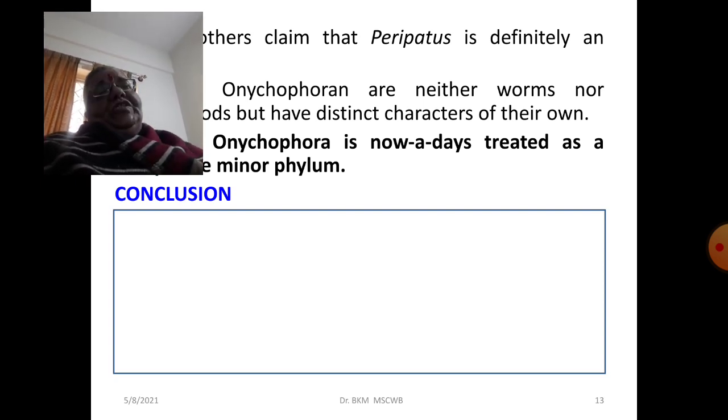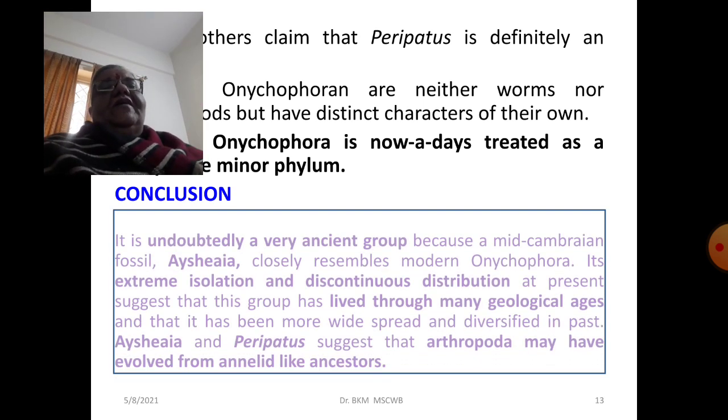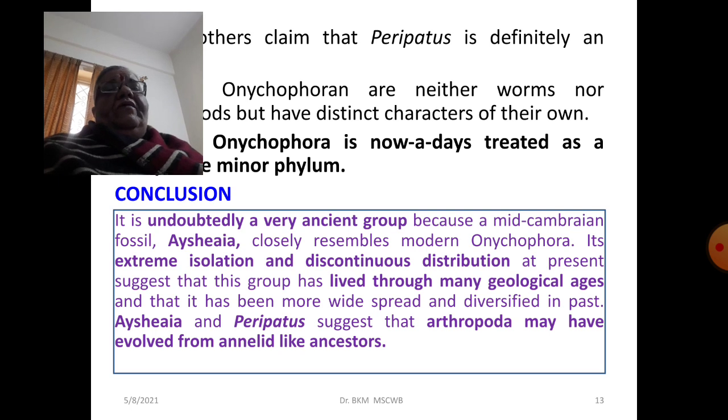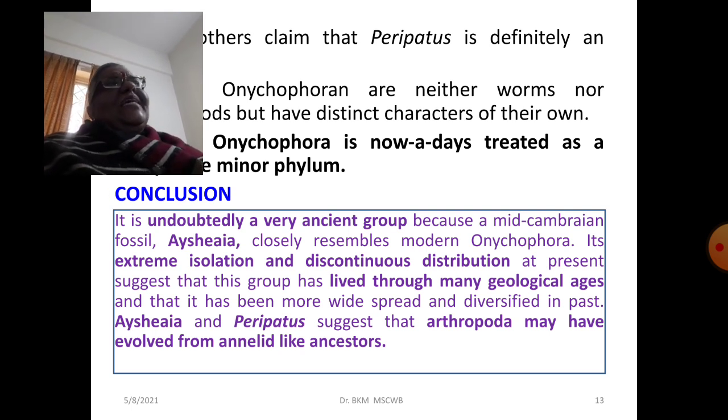Therefore, minor. Now, after having learnt all this, after having listened to all these debates put forward by different zoologists, ultimately what is the conclusion? A very important statement for your answer. What is the conclusion? See, it is undoubtedly a very ancient group, right? Because a fossil animal which belonged to the mid-Cambrian period, Aysheaia, closely resembles the modern Onychophorans. Okay. Therefore, it is a very ancient group, and its extreme isolation and discontinuous distribution.